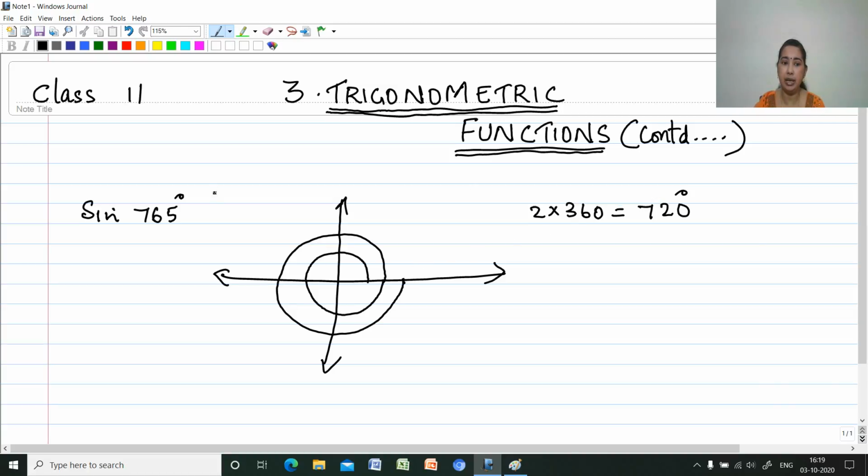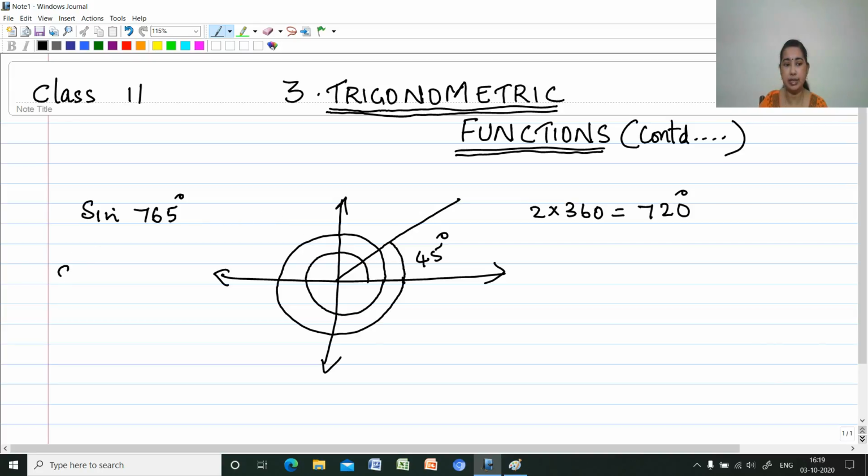Now how much remaining is there in order to reach 765? In order to reach 765, 45 degree more. So again we have to go a little bit this side, and now it is 45 degree. So this is 765 degree. That is 2 times after completing the revolution, then a little bit more if you are moving up, you are getting 765.